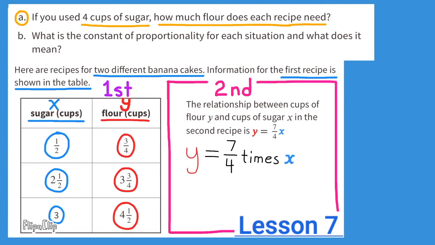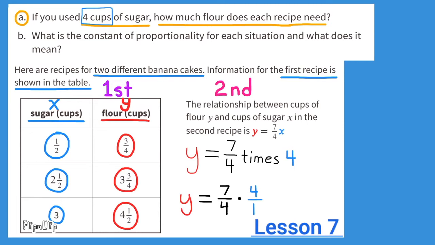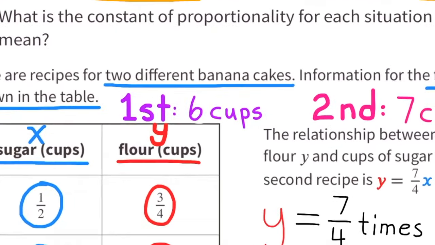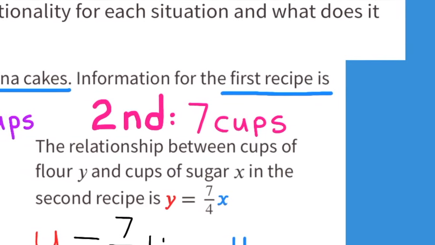In the second recipe, y represents the number of cups of flour. So the number of cups of flour will equal 7/4 times x, or 7/4 times 4, if there's 4 cups of sugar. And 7/4 times 4 is the same as 7/4 times 4 over 1, which is 28/4, or 28 divided by 4. And 28 divided by 4 is 7. So in the second recipe, for every 4 cups of sugar, there are 7 cups of flour. In the first recipe, for 4 cups of sugar, you would have 6 cups of flour, and in the second recipe, you'd have 7 cups of flour.